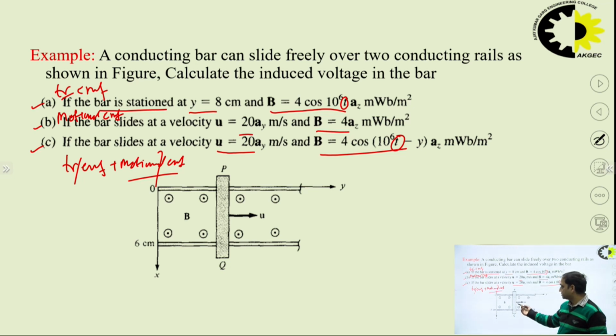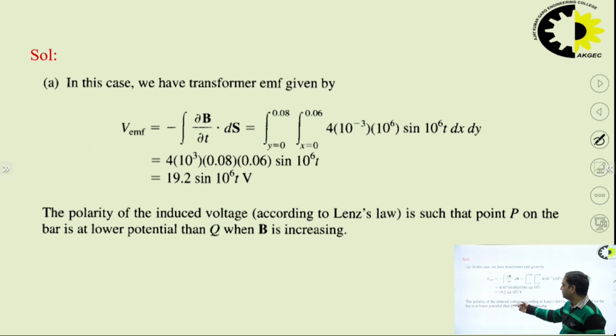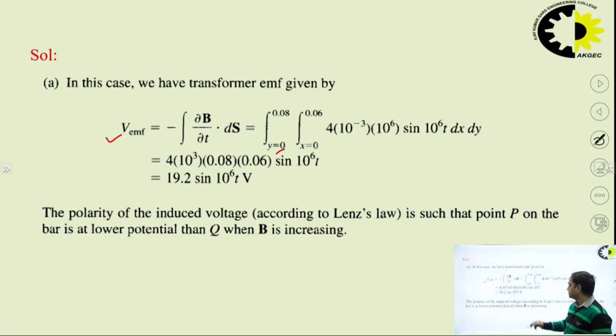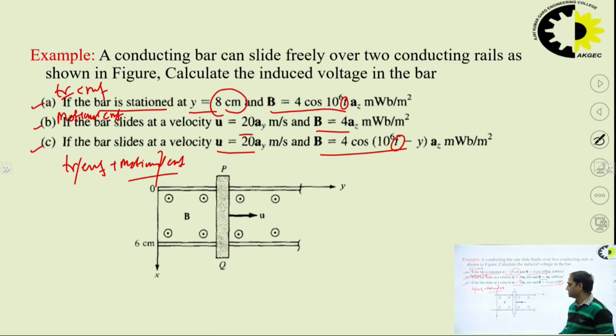So here we see the direction of B. The direction of B is outward, outside the board. Easily we can see that V_EMF, we know this formula, is minus ∂B/∂t · dS. The range of y will be 0 to 0.08, so we convert 8 centimeters into meters: 0.08. X is 0 to 0.06. X direction is this one, y direction is this one, and we can convert it.